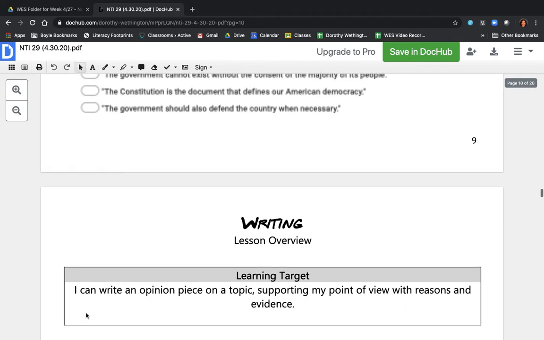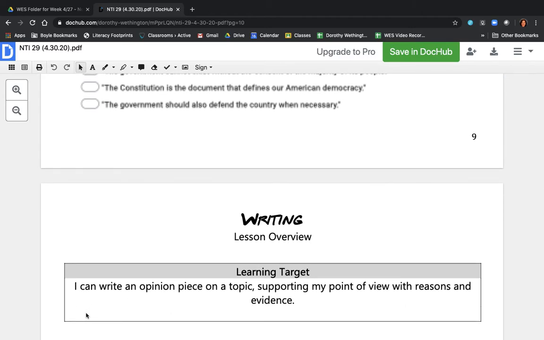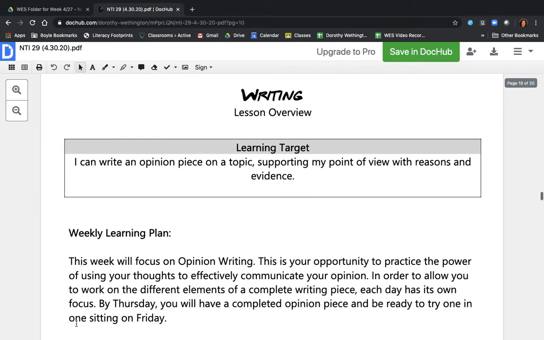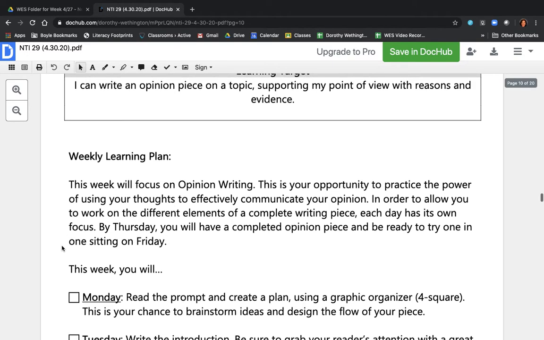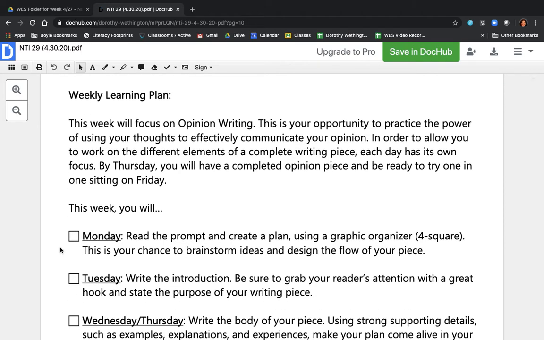Writing, lesson overview, learning target. I can write an opinion piece on a topic, supporting my point of view with reasons and evidence. Weekly learning plan. This week we'll focus on opinion writing. This is your opportunity to practice the power of using your thoughts to effectively communicate your opinion. In order to allow you to work on the different elements of a complete writing piece, each day has its own focus. By Thursday, you will have a completed opinion piece and be ready to try one in one sitting on Friday.